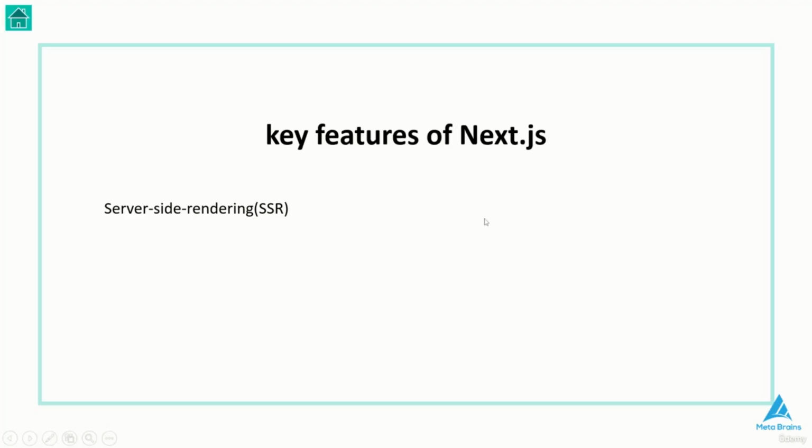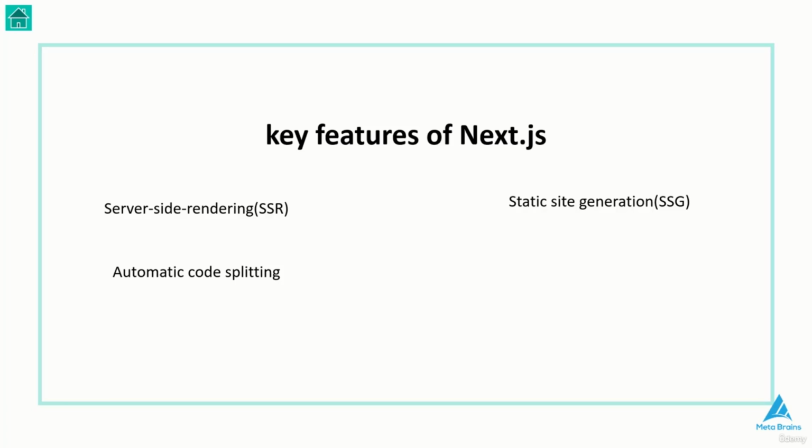Another feature is static site generation, SSG, which is a variation of SSR. In static site generation, the HTML for your pages is generated at build time. This can be useful for pages that do not change very often, as it can improve the performance of your application. The third one is automatic code splitting.